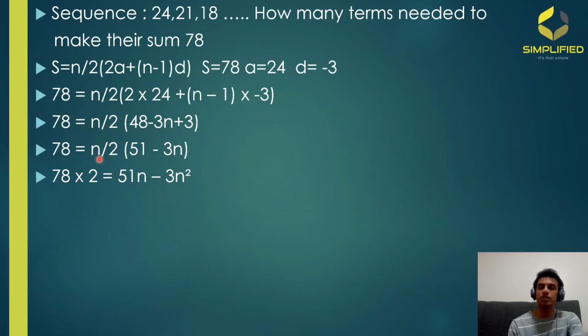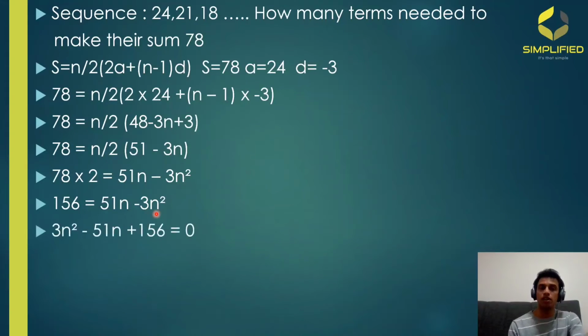So that n has to be taken inside this bracket by multiplication, which means that n into 51 will become 51n, and n into -3n will become -3n square. Now upon further simplification, 78 into 2 is 156, 51n minus 3n square. So we are going to make it look better by taking this -3 all the way to the left hand side. So it will become plus 3n square. This 51n is also to be taken the same way. So it is going to be minus 51n plus 156 is equal to 0.